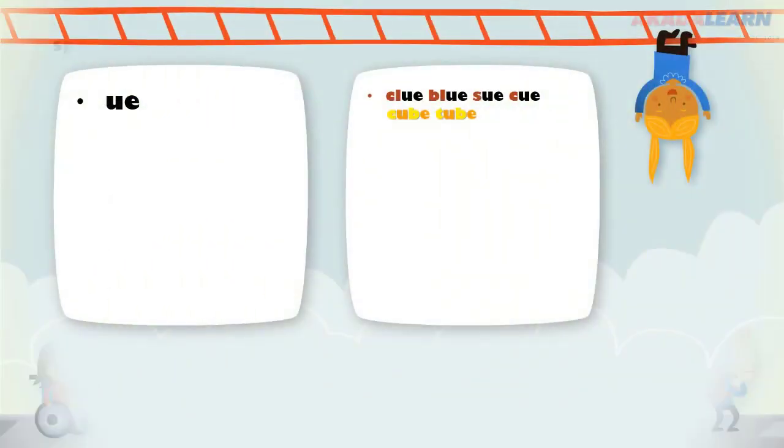Alright. So don't forget our examples, cube and tube. And there's another digraph that makes the same U sound, like U and E make especially when they are split and separated. That digraph is EW. EW usually makes the same sounds that UE makes. So when you see E and W together in a word, they usually make the same sound as U and E. For example, these are some of the examples.